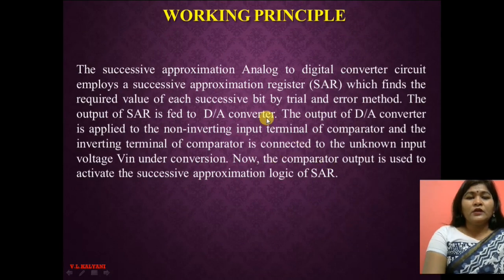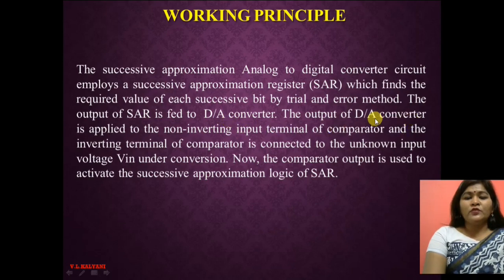Now this is the working principle of the successive approximation type ADC. In this ADC, the circuit employs a SAR, that is the successive approximation register, which finds the required value of each successive bit by the trial and error method. The output of SAR is fed to the D/A converter that converts the digital to analog. This is the digital to analog converter.